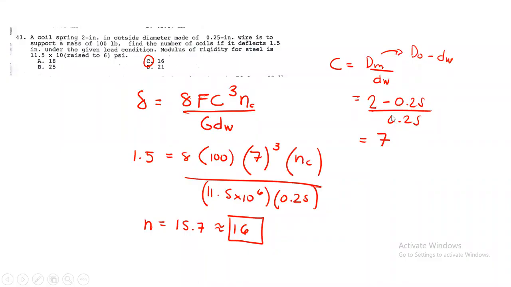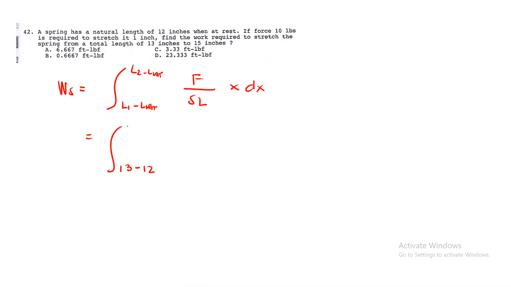So next, number 42. So, work of a spring is equal to the integral from L1 minus natural length to L2 minus natural length of force over stretch length times x dx. So, what is our L1? 13 minus natural length of 12, then 15 minus natural length of 12, of force 10 pounds divided by stretch length of 1 inch, times x dx.